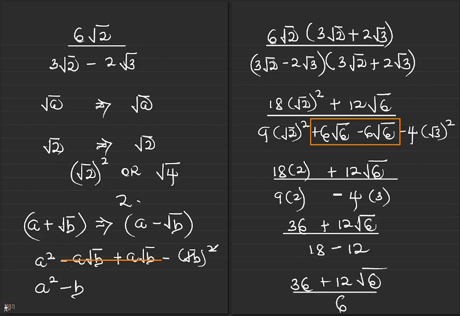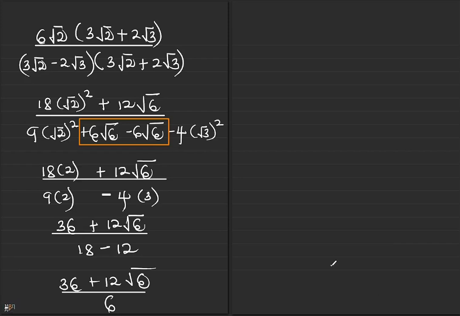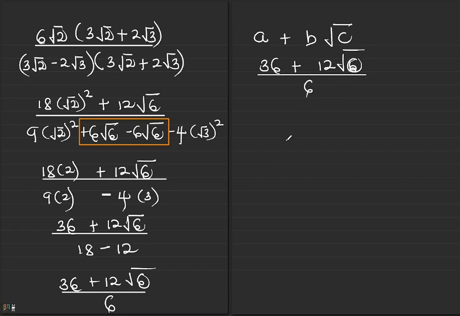But if we look at our question, it demanded that we present our answer as a plus b root c. Meanwhile, look at what we've gotten. So we have a 36 plus 12 root 6. So is there a way we can rewrite this here to look like this?